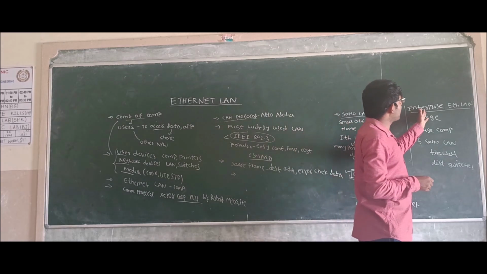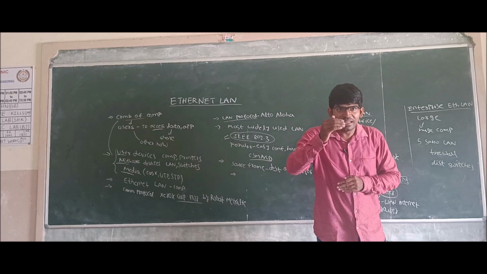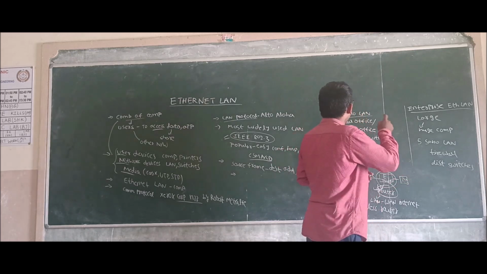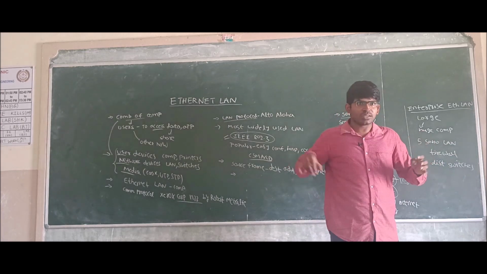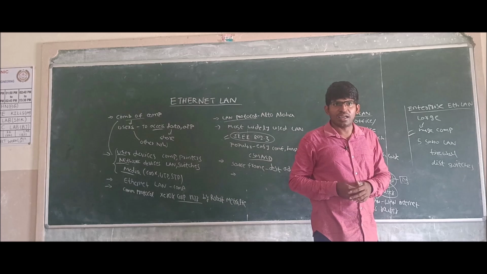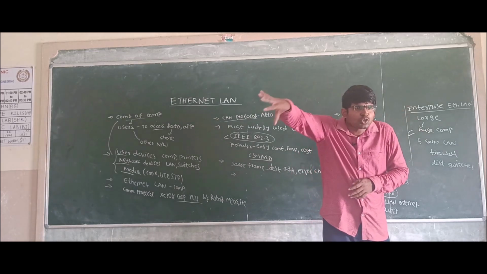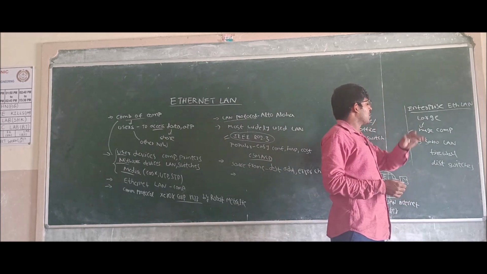Now, we are discussing the Enterprise Ethernet LAN. It is the extension of the SOHO LAN. For example, 5 SOHO LANs make up the Enterprise Ethernet LAN. It is a bigger SOHO LAN: 5 SOHO LANs, 1 Enterprise LAN.